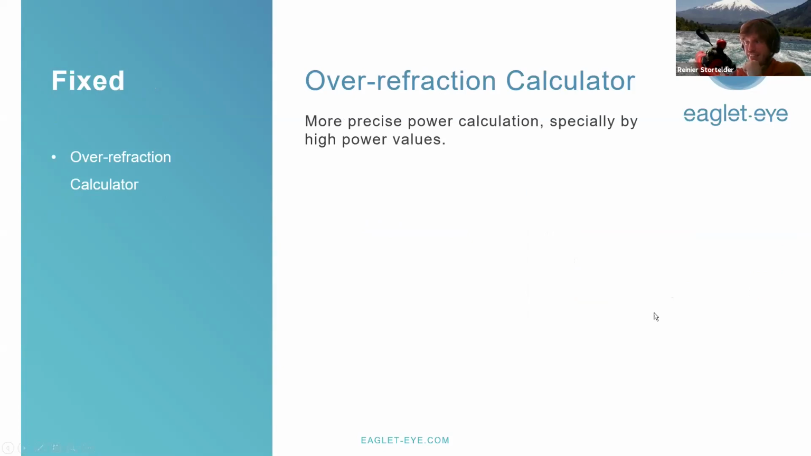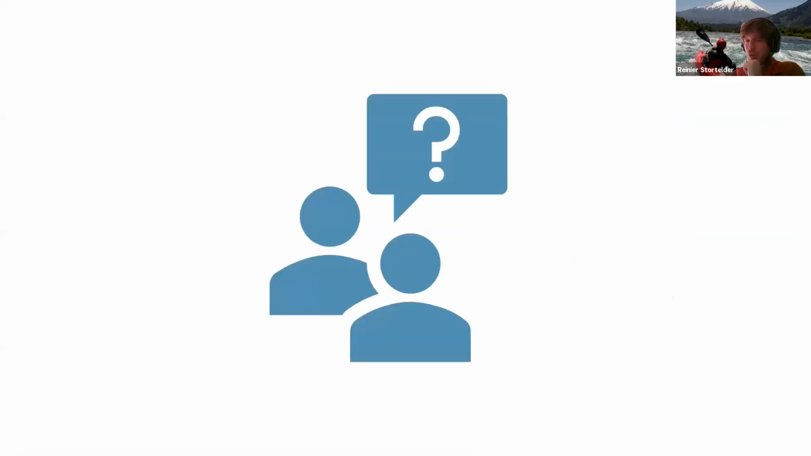We also had a little issue in our overrefraction calculator. When you were dealing with high powers, it was coming up with a wrong value. We just fixed it. So within the new software, the calculations will be correct for high powers. Once more, some questions. Yeah, no, I think we already covered a lot of questions, so I suggest that we move on.